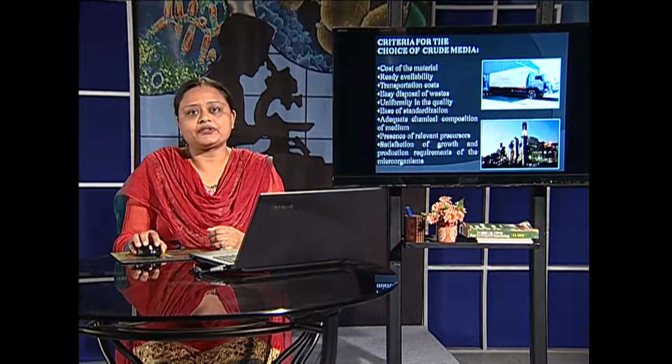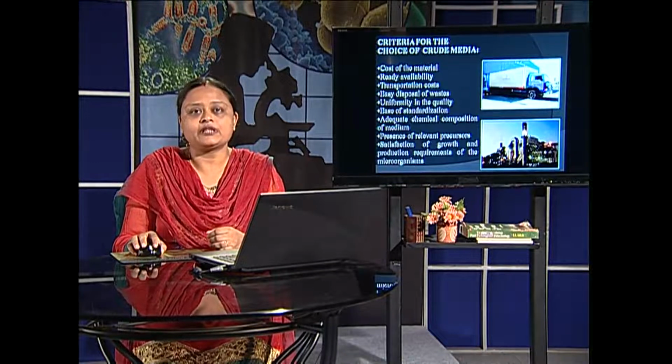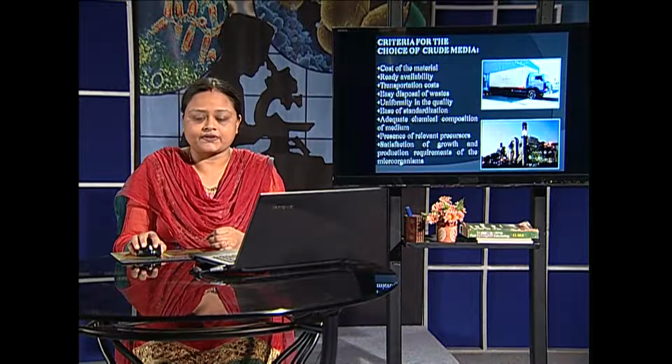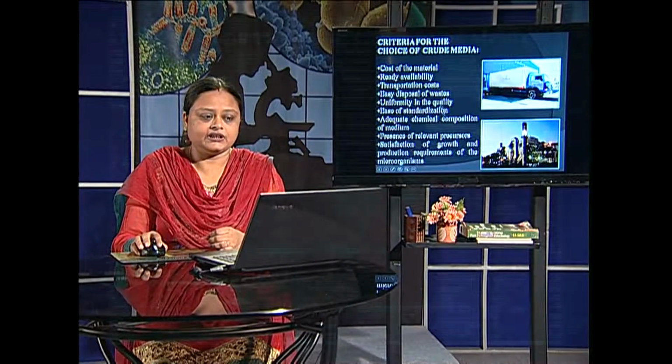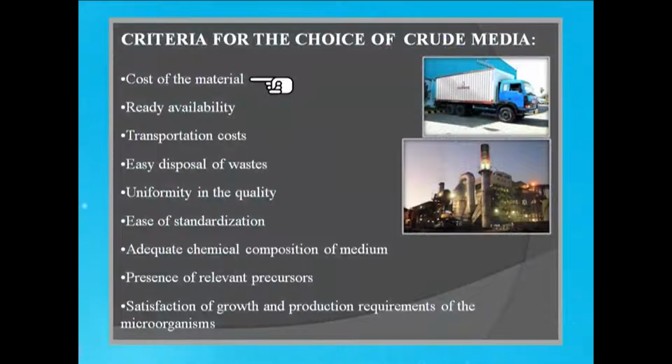There should be certain characteristics in choosing a particular material to be used as crude medium source. Some of these are enlisted here, like the cost of the material is very, very important. It should be cheap. Availability should be important in the other sense that it should be readily available. And transportation costs again become very important because industries always think on the economical sphere. The disposal of waste should become very, very significant here because we should not pollute the environment. Then others like uniformity in quality are required, which is not often provided by most of the crude sources.